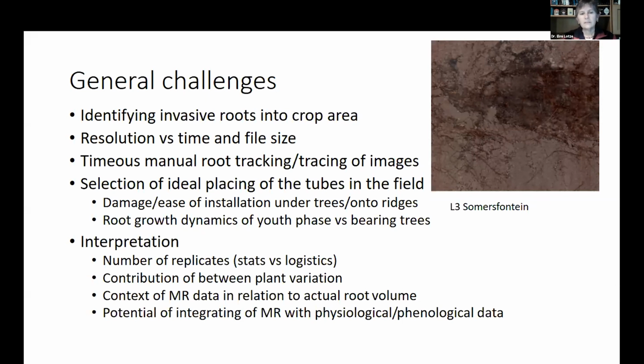In terms of another thing, in terms of interpretation, is how to relate what you see in the Mycorrhizal to the actual root volume, and that's why I always prefer to also do destructive root analysis to put it into context. And then finally, there's a lot of potential to integrate the Mycorrhizal images with physiological and phenological data, and that's where I really find it very beneficial.